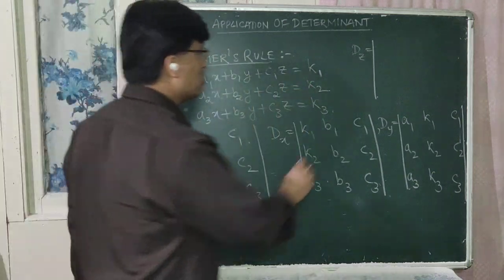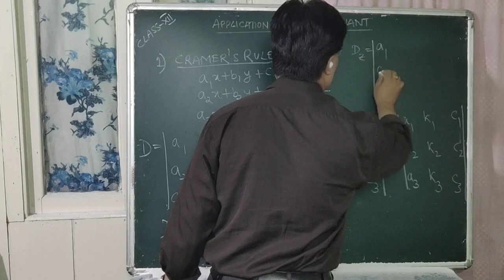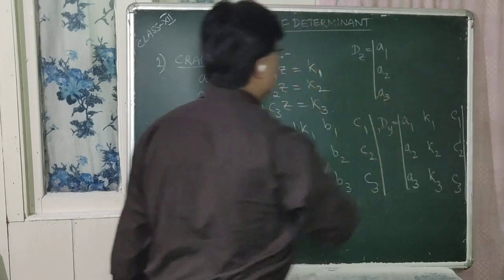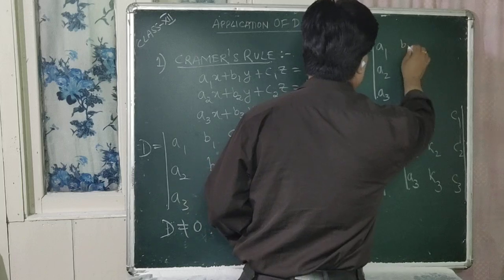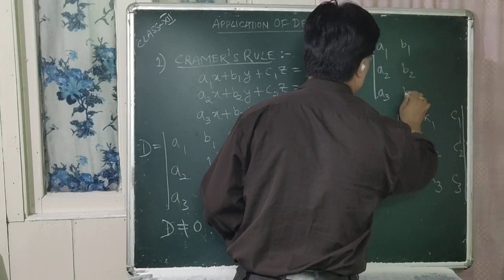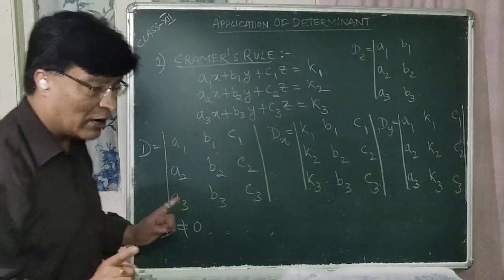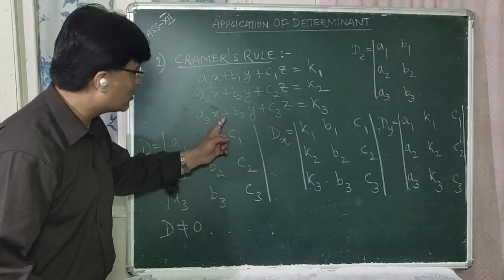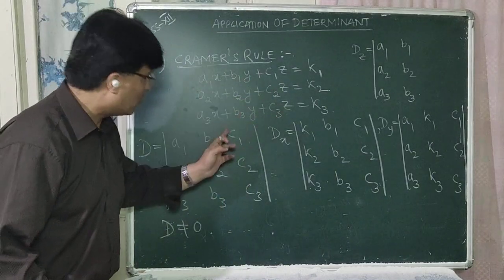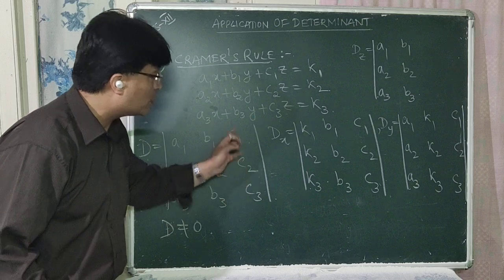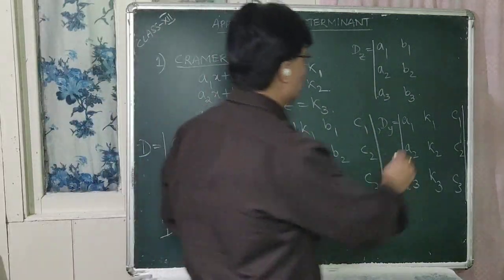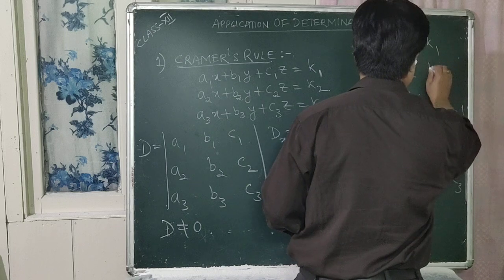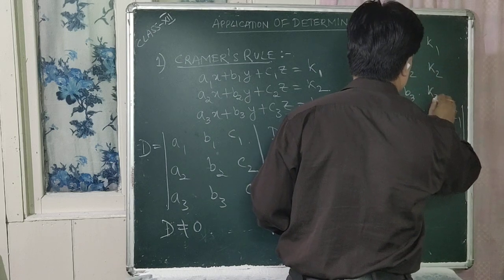Now write down a1, a2, a3. The first column remains the same. Is that clear now? What is the second column? It is b1, b2, b3. Now this third column are the coefficients of z. Now this coefficient of z should be replaced by the constants k1, k2, k3. So it is k1, k2, k3.